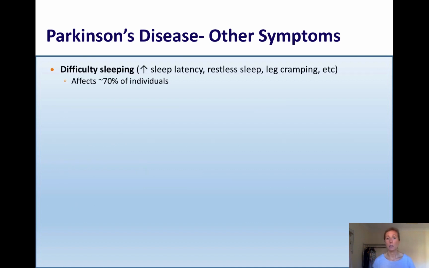So an interesting one is difficulty sleeping. It's actually known that Parkinson's disease patients often have an increased sleep latency, which means it takes them longer to actually get to sleep. And then when they are trying to sleep through the night, they can have quite a restless sleep, and that can be due to various reasons: leg cramping, differences in muscle rigidity, pain potentially, and that affects again a large proportion of patients, so about 70%, which could then obviously have an impact on the fatigue component, and that could again worsen and heighten that physical inactivity.